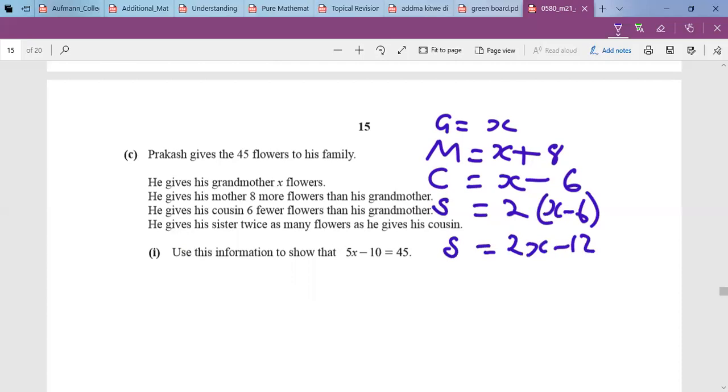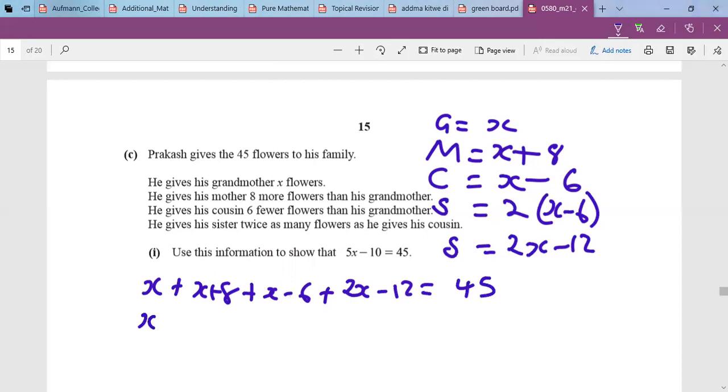So what we are going to do is to add up all these numbers: x plus 8 plus x minus 6 plus 2x minus 12, and the answer must be equal to 45. So by collecting the like terms, you have x plus x plus x plus 2x. This will give us 45 plus 12.